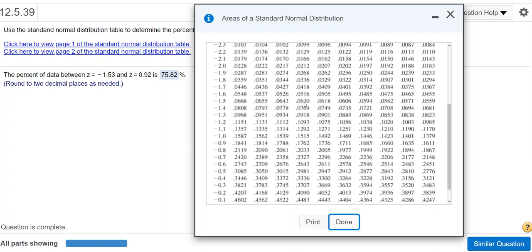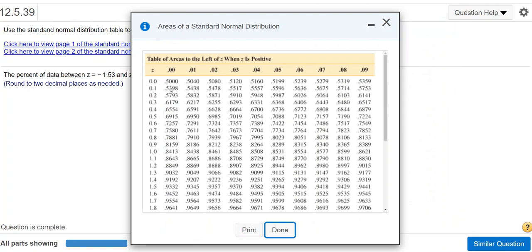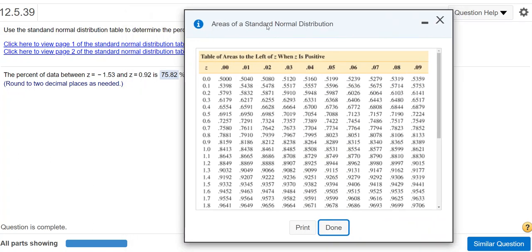More precisely, it's 6.3% of the data. Next, I'm going to look at the z-score of 0.92. I'm going to have to use the positive table for that. So I'm going to go down here to the 0.9, over to 2, and it looks like 82.12%. Approximately 82% of the data lies to the left of this z-score. These are pretty different, the two numbers, but let's look at why.